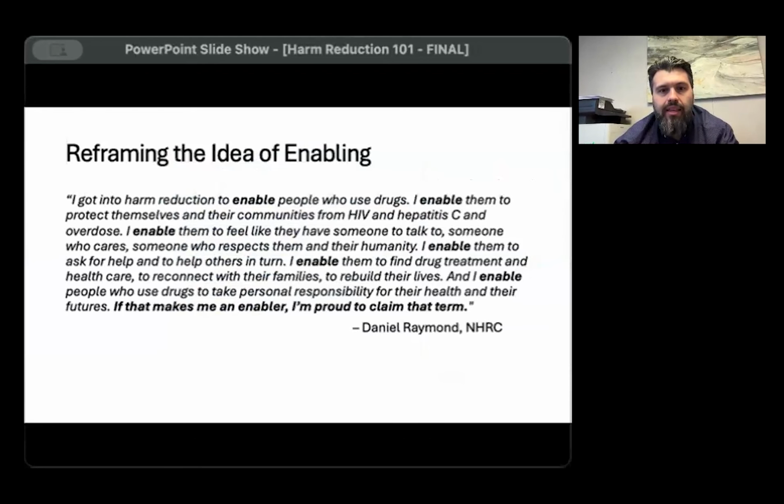And I think sometimes people wonder, is harm reduction really about enabling? And I think it's really important to talk a little bit more about that. Again, I'm coming from this as an evidence-based approach to treatment. And I think this is a quote from Daniel Raymond, who I believe is the deputy director of the National Harm Reduction Coalition, that really emphasizes the way to think about enabling. And I'm just going to read this because I think it has such significance.